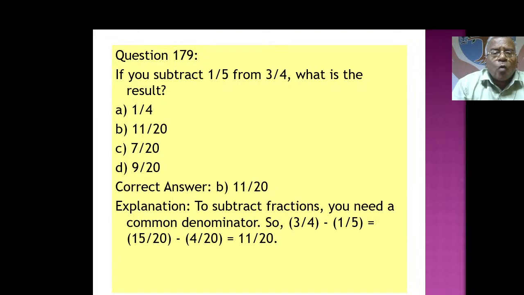If you subtract 1 by 5 from 3 by 4, what is the result? To subtract fractions, you need a common denominator. 3 by 4 minus 1 by 5; already we have done it. How will you find the common denominator? You multiply the numbers in the denominator: 4 into 5, 20. Then you calculate 15 by 20 minus 4 by 20, which is finally 11 by 20.